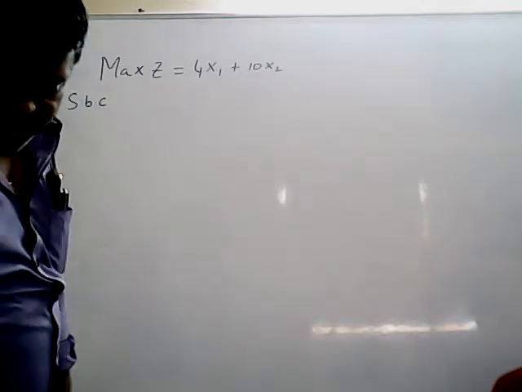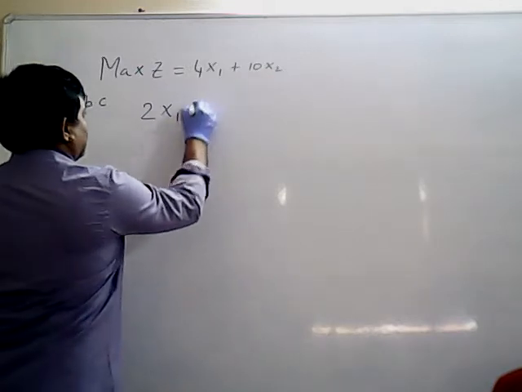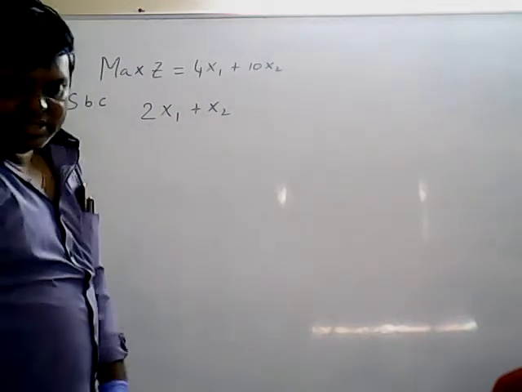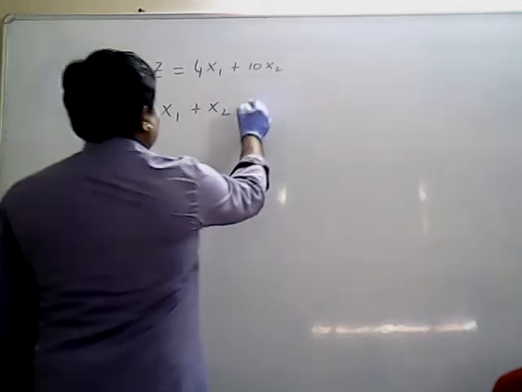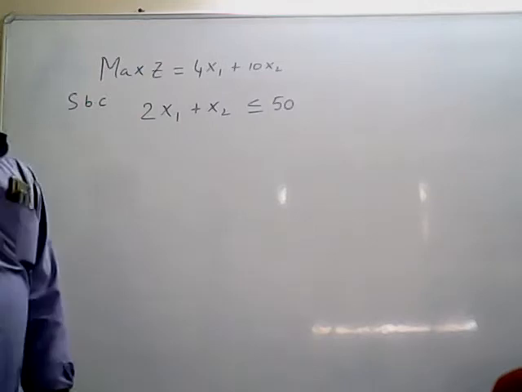Write down the first constraint: 2x1 plus x2 less than or equal to 50.